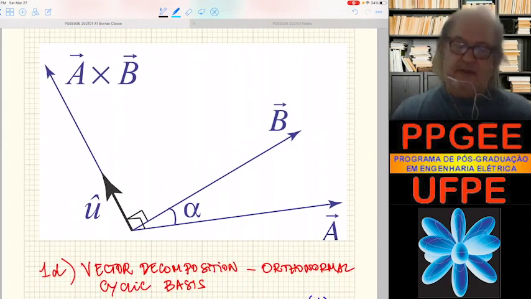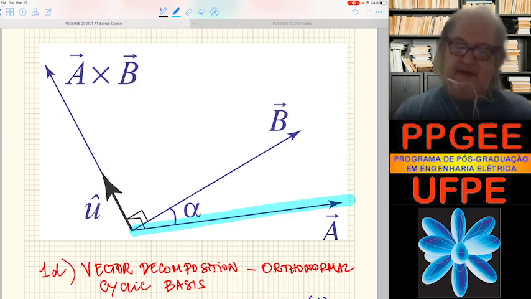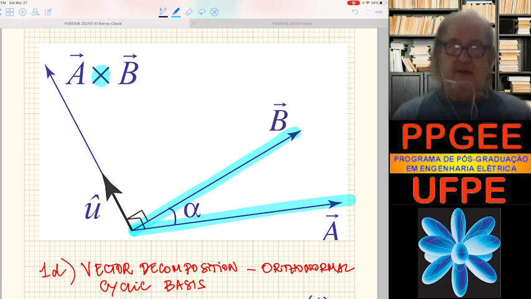So what you do is to draw the two vectors A and B. By definition, A cross B, cross, right? That's the symbol of the cross product, or vector product. You pick the smallest angle between those two. That's how you define it, okay? Smallest angle.